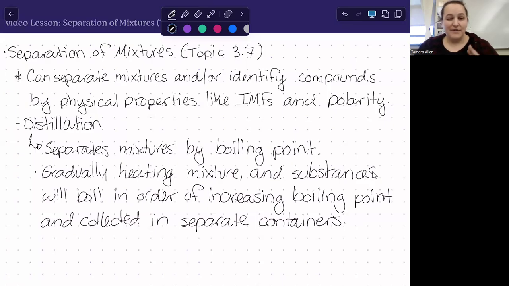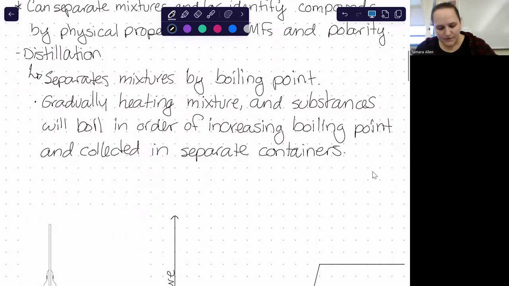If two things have very, very similar boiling points, they're not going to be easily separated by distillation. But as long as you have at least a couple degrees of separation in the boiling points of your different substances, if you're good at distillation and you have the right equipment, you should be able to separate that relatively well.